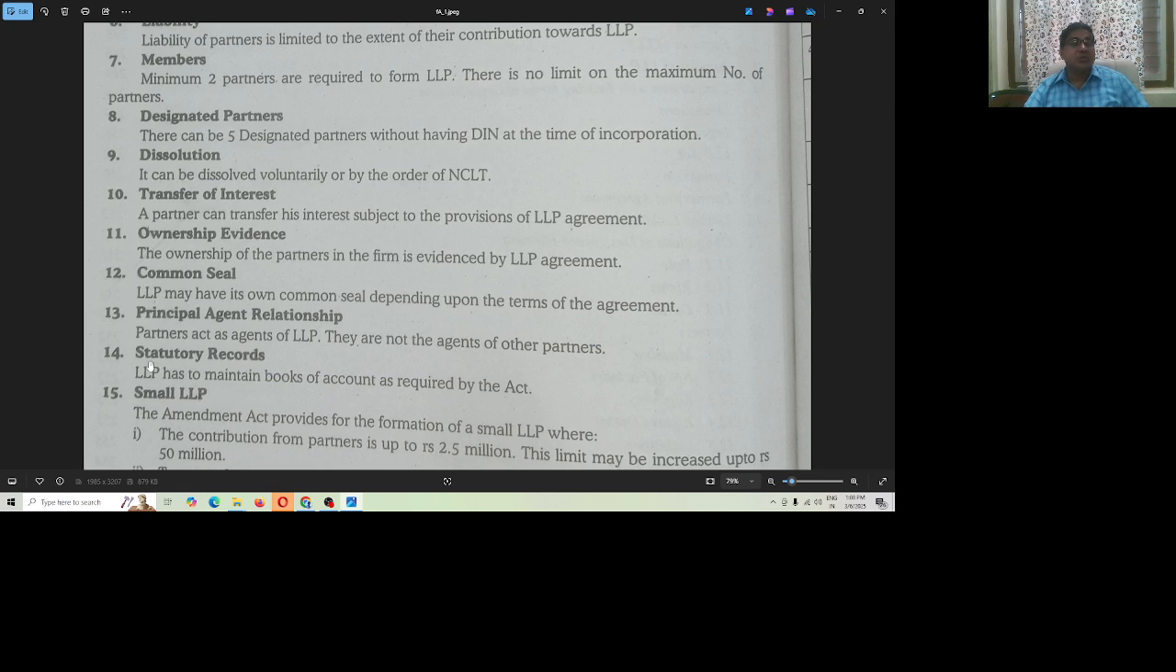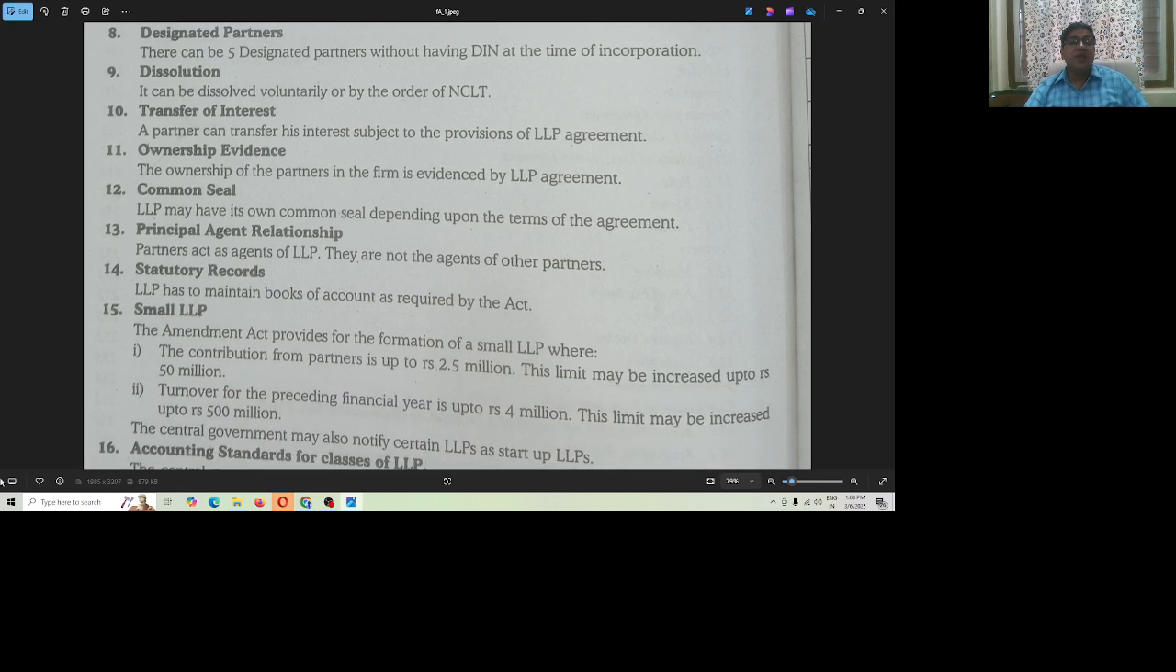Statutory records: LLP has to maintain books of accounts as required by the Act. The books of accounts they maintain. Now we have to study how they will maintain the books of record, what kinds of books of record are maintained, that we will study. So LLP has to maintain, it is compulsory to maintain books of record as per the Act.